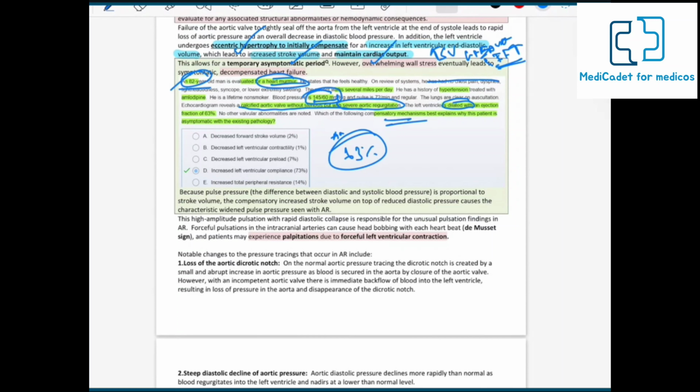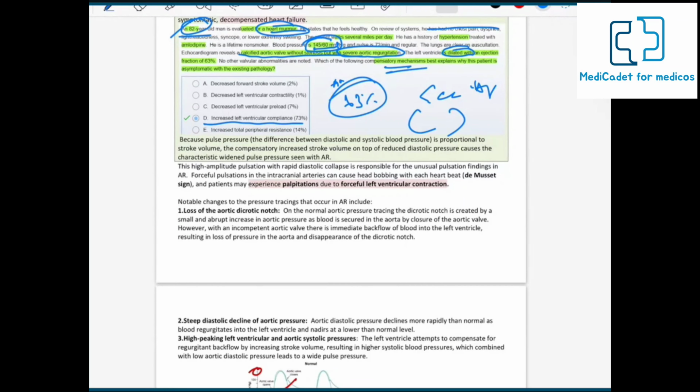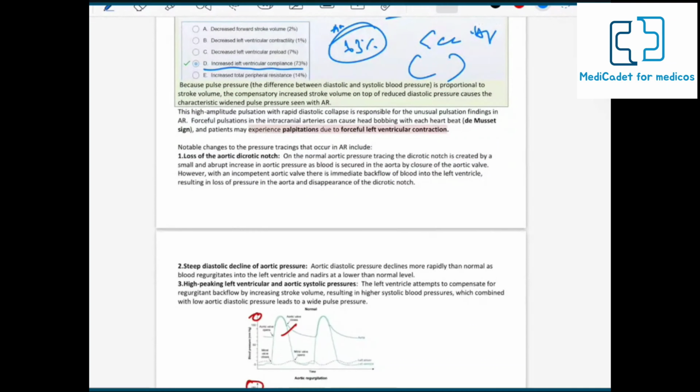So they're asking what is the compensating mechanism. It's simple. It's just eccentric hypertrophy. Eccentric hypertrophy is increased left ventricle compliance. That is dilatation, right? That's it.